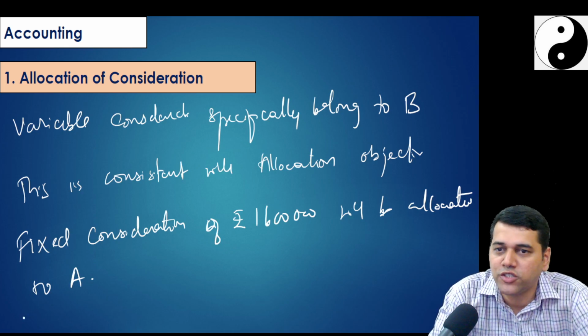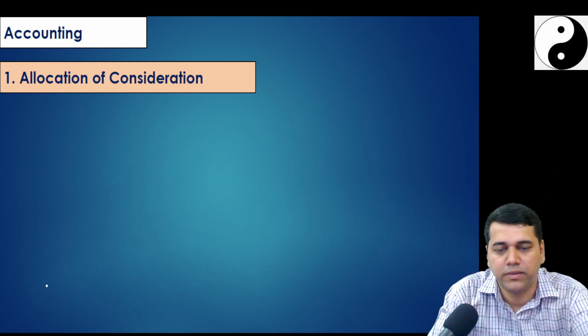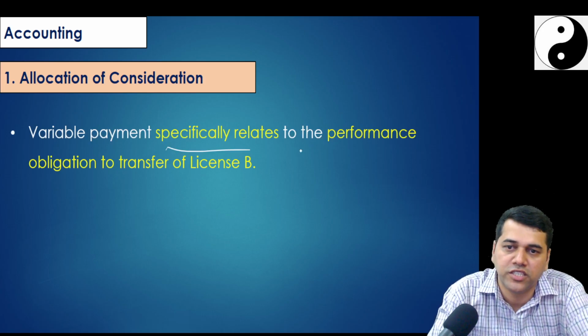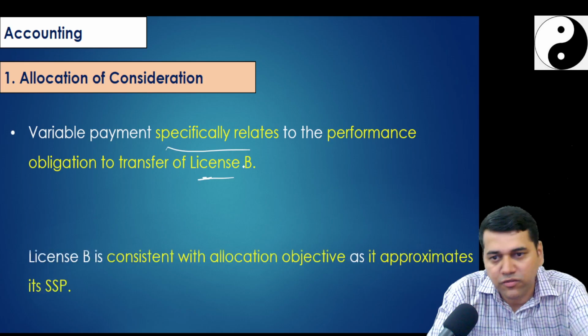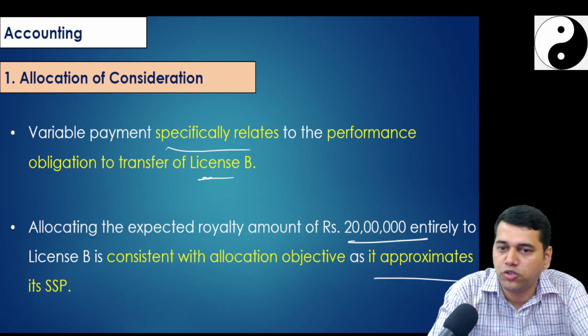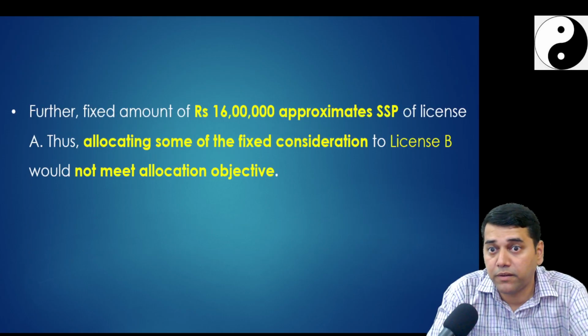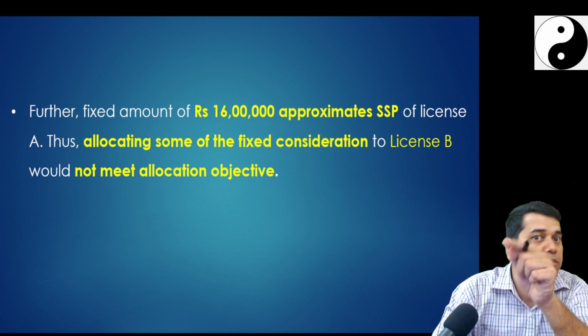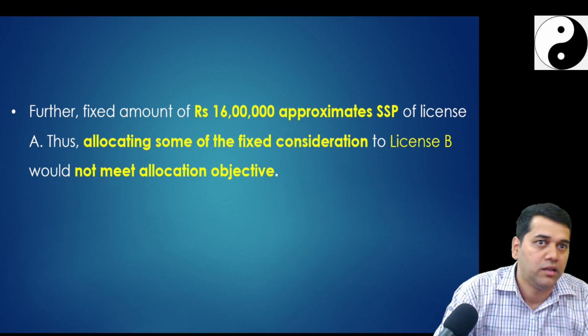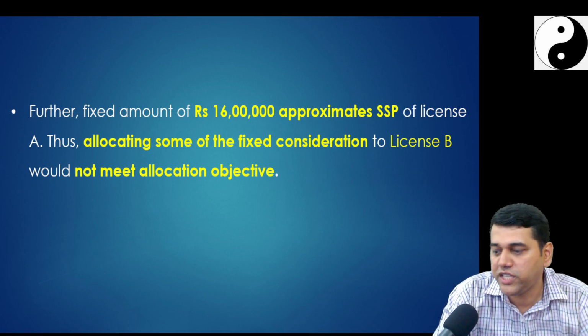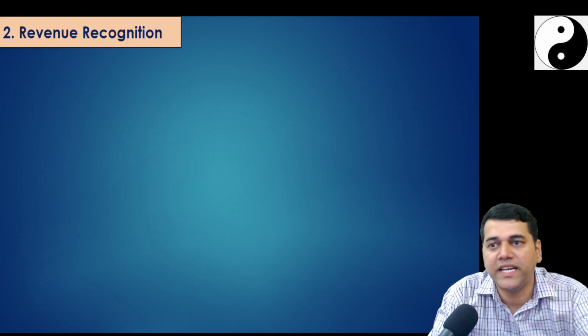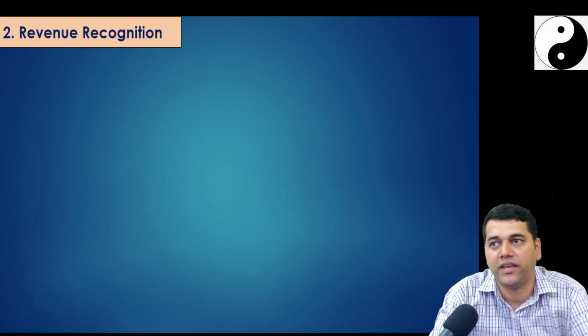See, the question they asked you: what is your allocation? You explain like this. First, variable consideration belongs to B only. That's why we will give the entire amount of 20 lakhs to B. However, from the fixed we will not give anything, because the moment I touch that fixed, something is going to change. Okay, next heading, revenue recognition in case A.